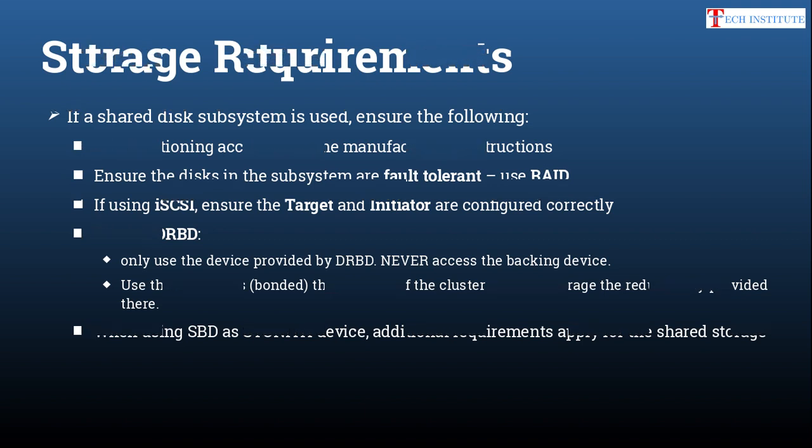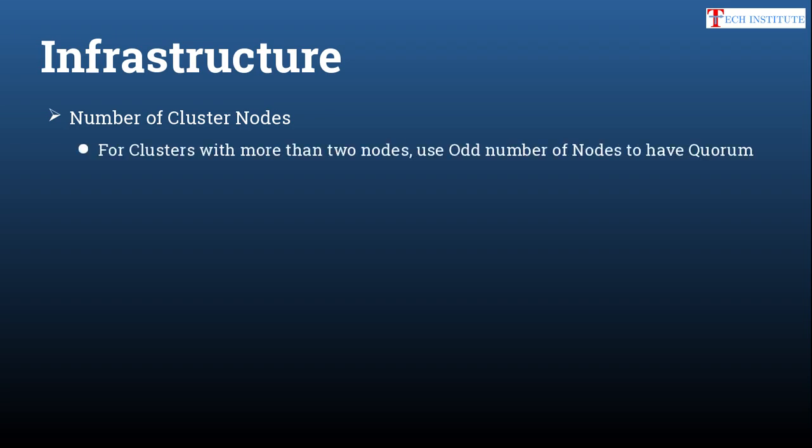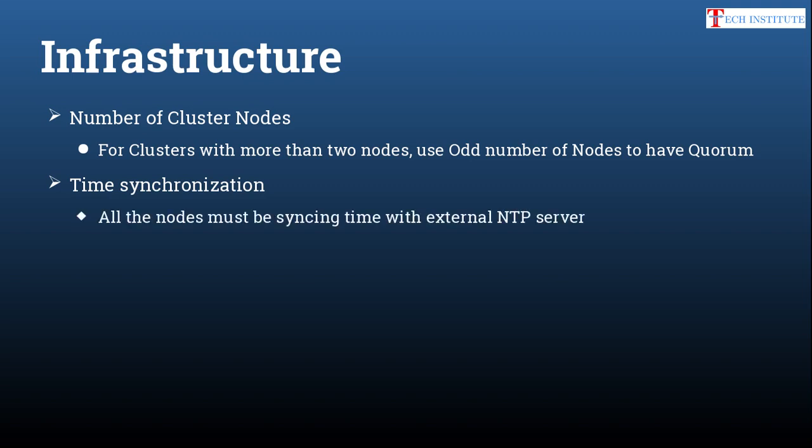So once you are done with storage requirements, let's move ahead with infrastructure requirements. First thing in infrastructure, you need to keep in mind the number of cluster nodes you need. For clusters with more than 2 nodes, always try to use an odd number of nodes like 3, 5, 7 nodes, so that you have a quorum in case of failure. Then the second thing, time synchronization. All servers should get time synced from an external NTP server, and your NIC names must be identical on all the nodes. It should not be that on one node it is bond0 and on another node it is bond1. So if you are doing Csync communication via bond0, on all the nodes it should be bond0 only.